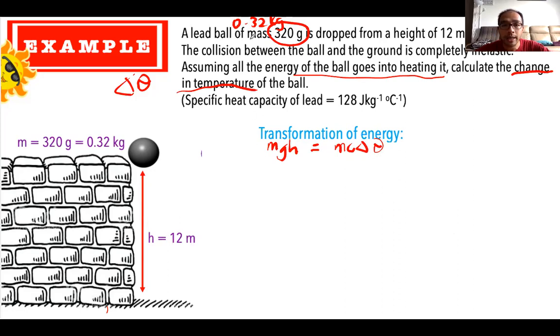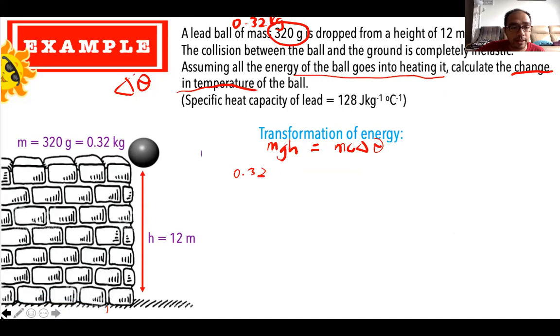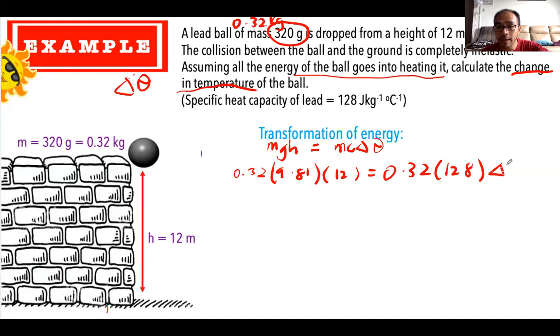In this case, they give you the lead ball of mass 0.32. Since they give, we might as well use it: 0.32 times, what is the value of g, people? Sorry, we've done this so many times. Since chapter 2, we've been talking about the value of g. The value of g is 9.81. Very good. 9.81 times the height of 12 meters equals to, the m is still the same, which is the ball, 0.32 times c is 128, and our calculation is delta theta.